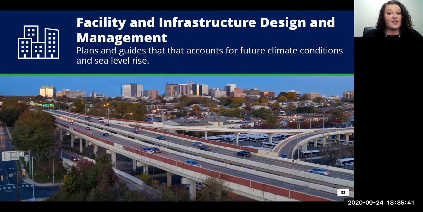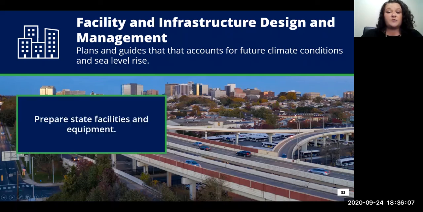Our next recommendation category concerns updating facility infrastructure design and management plans to account for future climate and sea level rise impacts. Although this recommendation has only 2 general actions, it is because these actions can encompass a variety of implementation strategies and opportunities for state agencies to take to repair facilities and infrastructure.